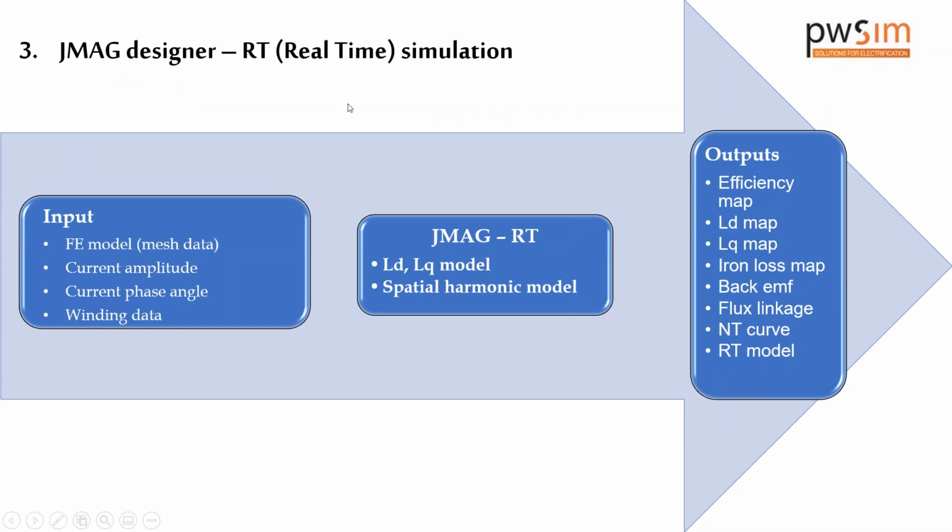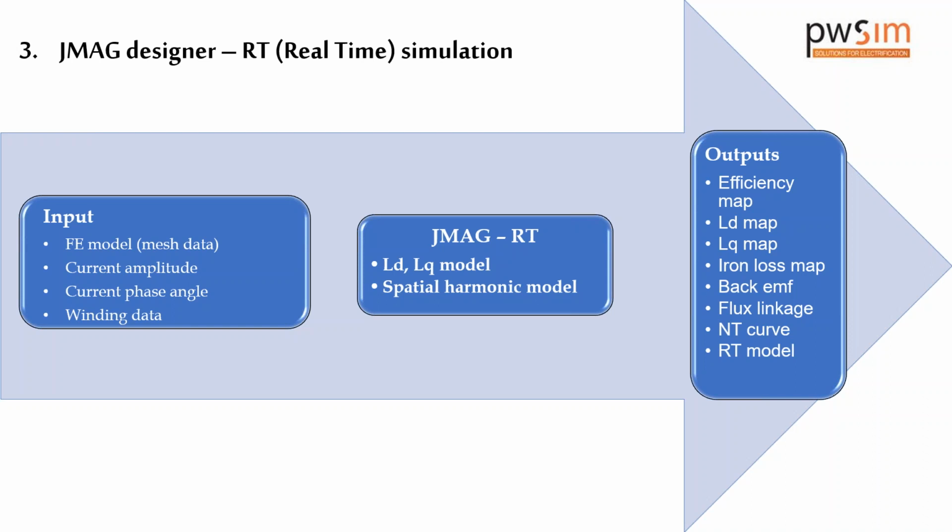So now, if I come to the third part of the simulation, like I told you, Express is over now, Designer is over now. The third type is the RT simulation. In RT, what happens is that you directly take the model that you have created in the Express or Designer, you can bring it to a third-party software like PSIM or MATLAB, and you can take the model, you can create your own control simulation there, and you can run the model. So the motor will run co-simulated with the JMAG module.